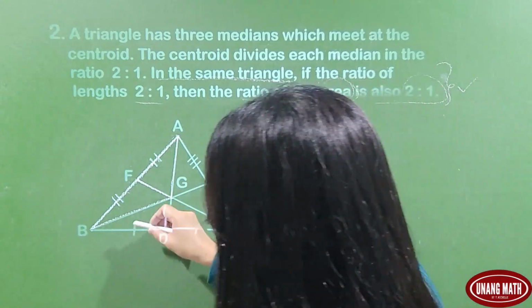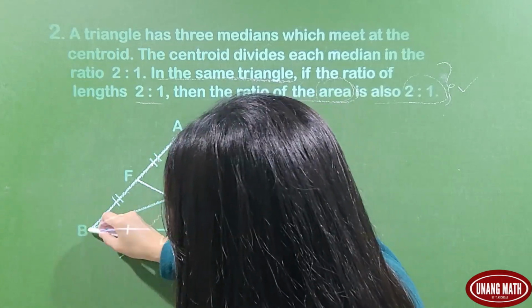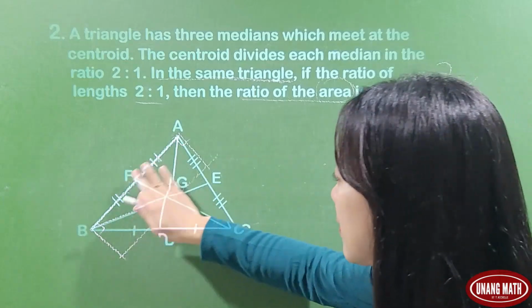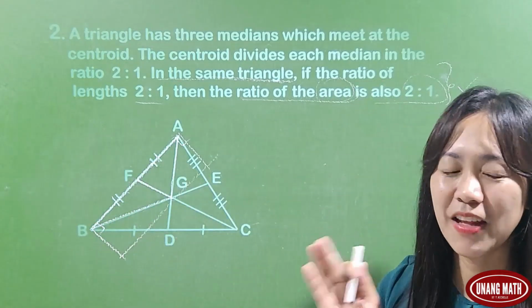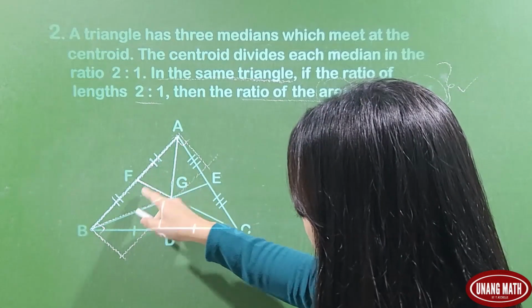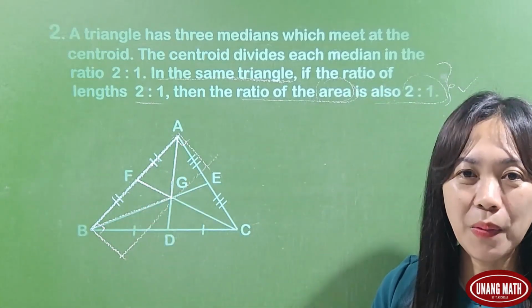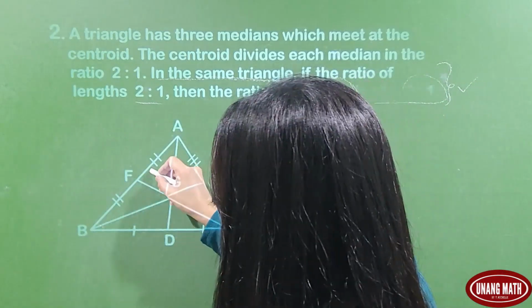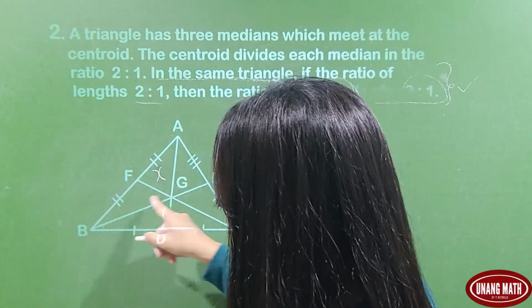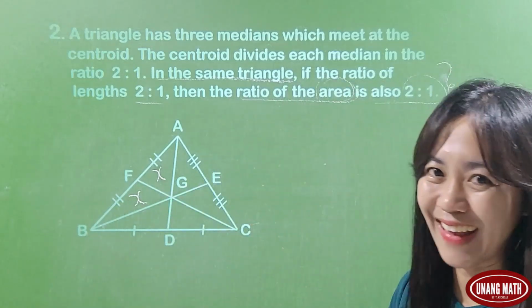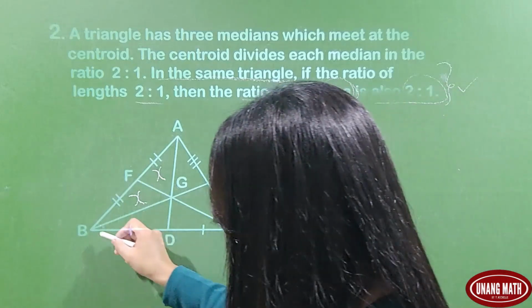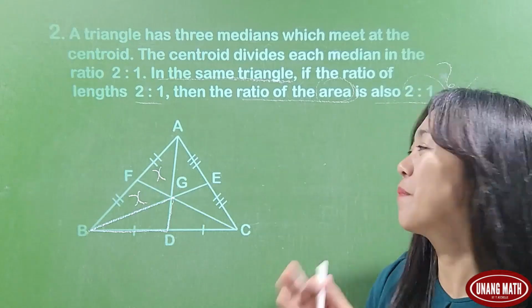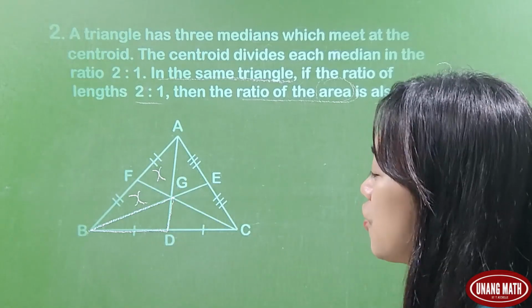Okay, how about the height? The heights for these two triangles are also the same or equal. So same bases, same height, then it means the areas of these two triangles are equal or the same. So let's say triangle AFG's area is X. So BFG is also X. Okay, how about triangle BDG? What will be the area of triangle BDG?